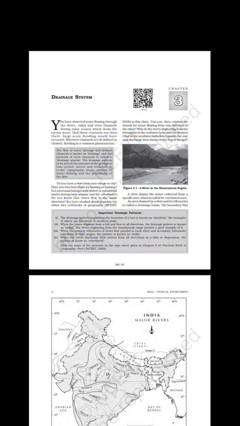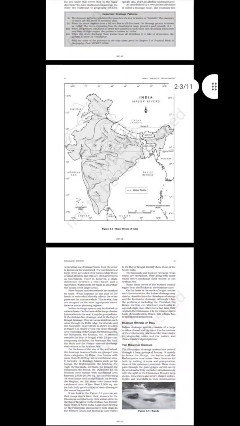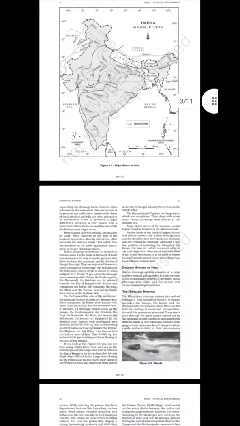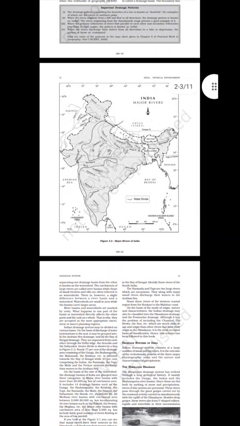When the primary tributaries of rivers flow parallel to each other and secondary tributaries join them at right angles, the pattern is known as trellis. When the rivers discharge their water from all directions in a lake or depression, the pattern is known as centripetal. Find out some of the patterns in the topo sheet given in Chapter 5 of Practical Work in Geography Part 1, NCERT 2006. The boundary line separating one drainage basin from the other is known as the watershed.